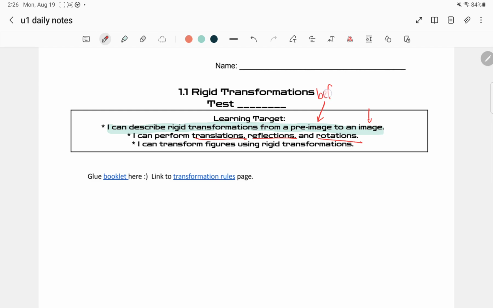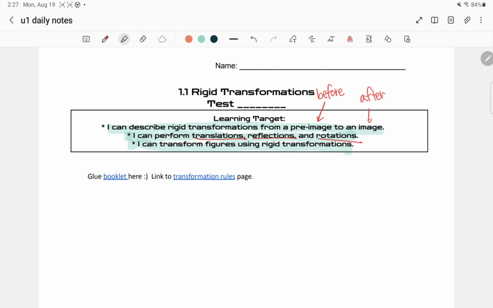Pre-image means before a transformation. An image is after that transformation has taken place. Okay, so I can talk about it before and after. I can perform those transformations, and I can transform figures using those transformations. So those last two should sound very similar.